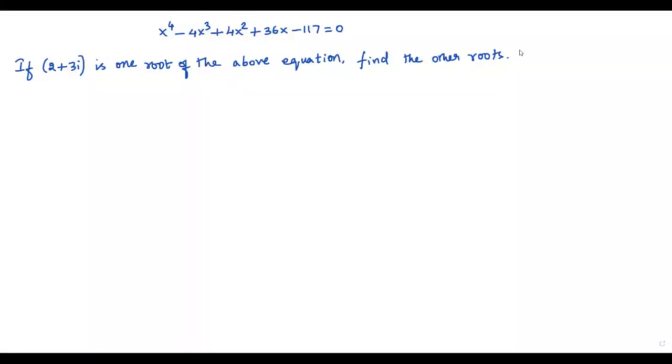Here we have an Algebra 2 problem. There is an equation given over here: x to the fourth power minus 4x cubed plus 4x squared plus 36x minus 117 equals 0. If 2 plus 3i is one root of the above equation, find the other roots.